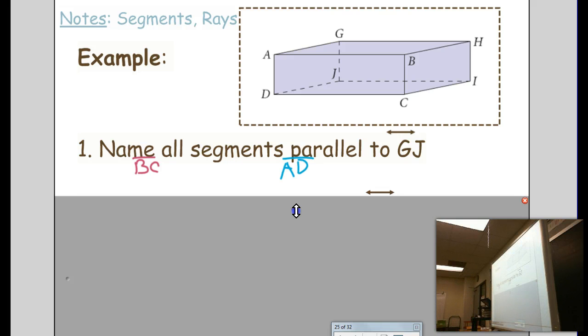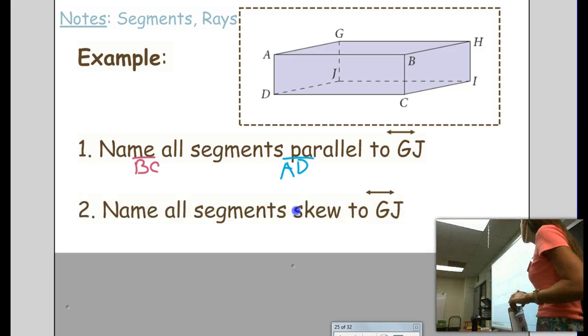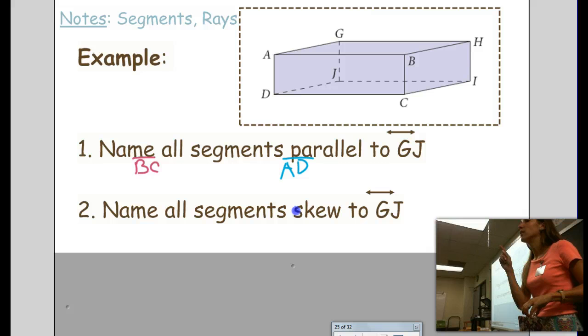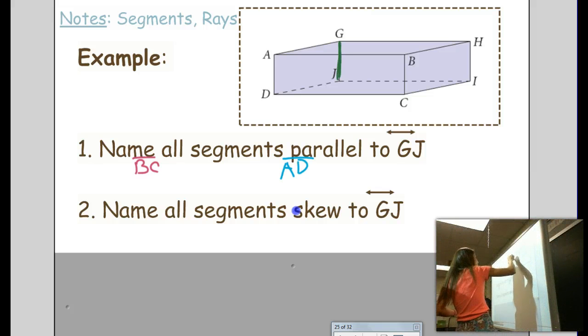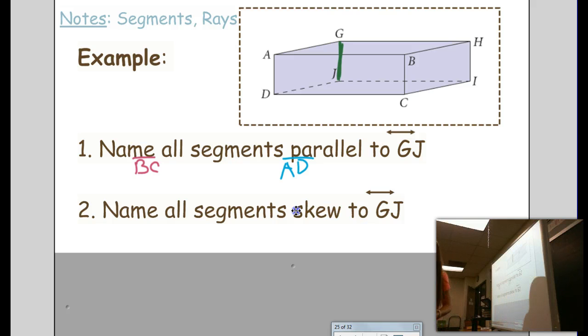Do we get this? Do we get parallel? Let's move on. Miss Stanton, you're boring us because it's too easy. Okay, let's move on. Ooh, we want to name the segments that are skew, practicing that word, skew to GJ. So we're still dealing with GJ, but now we have to pick segments that are skew. So we want to pick ones that are never going to cross GJ. Never going to hit it. Okay, a segment that is skew to GJ. Never going to touch it.